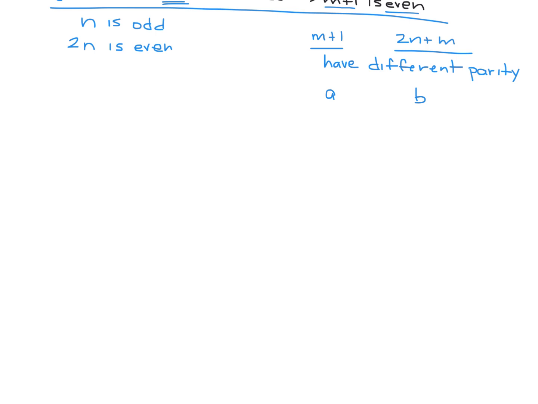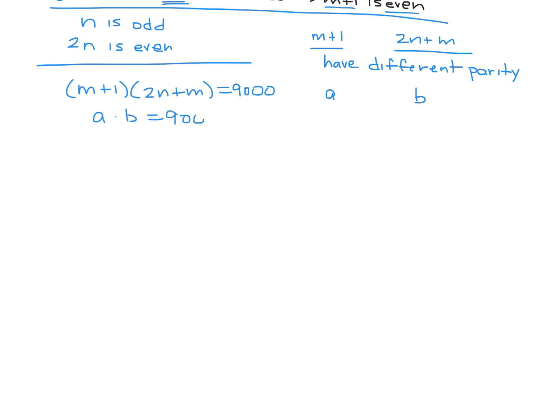Okay, so going back to our original formula, if I remember, it was m plus 1 times 2n plus m is equal to 9,000. But I've substituted A and B, so it's A times B is 9,000. And this 9,000 I'm going to break up into prime factors, so it's 2 to the power of 3, 3 to the power of 2, and 5 to the power of 3, I believe. And now let's talk about this.